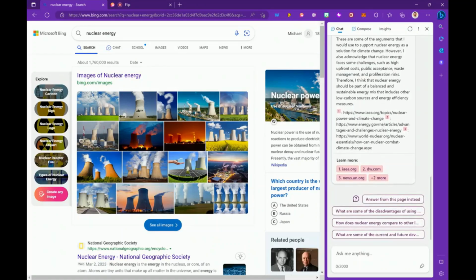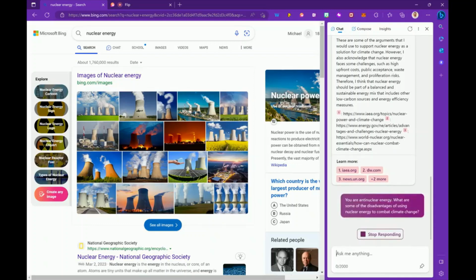Okay, so now we would like the students to consider the anti-arguments. So again, we use the PREP model, the role now being anti-nuclear. You are anti-nuclear energy. What are some of the disadvantages this time of using nuclear energy to combat climate change?